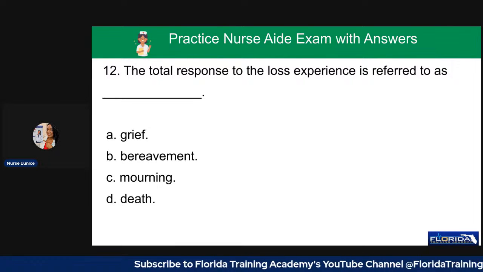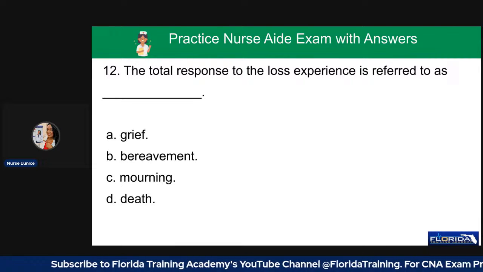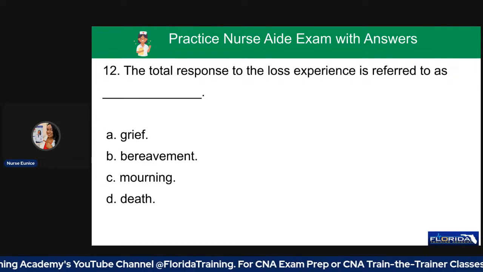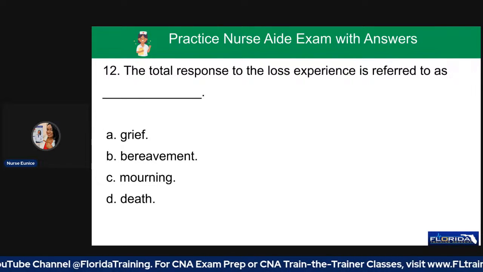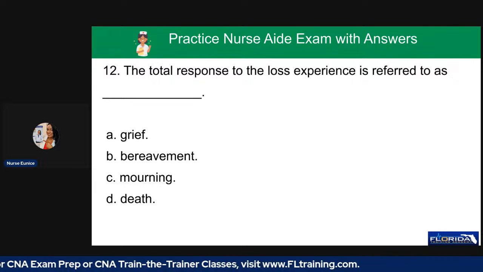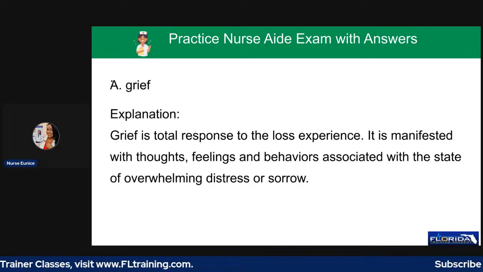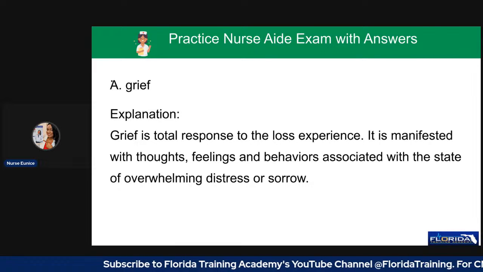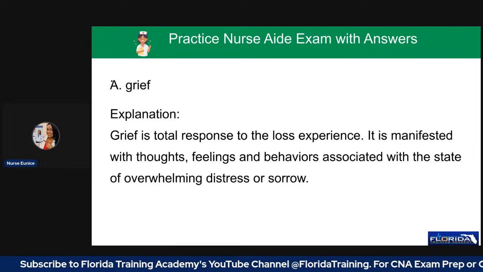Number 12, the total response to the loss experience is referred to as A, grief, B, bereavement, C, mourning, or D, death. The total response, all right, all those feelings and emotions put together, we call that grief. So grief is the total response to the loss experience. It is manifested with thoughts, feelings, and behaviors associated with the state of overwhelming distress or sorrow.